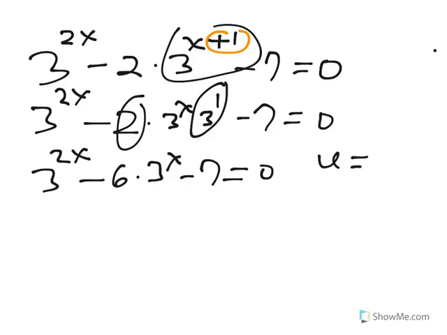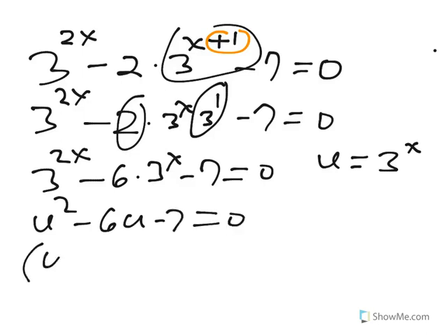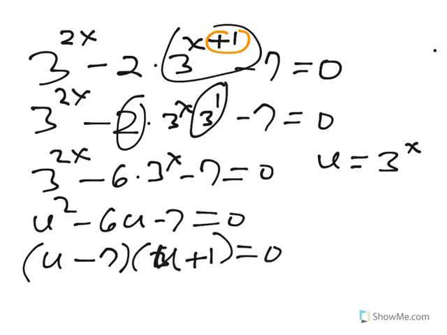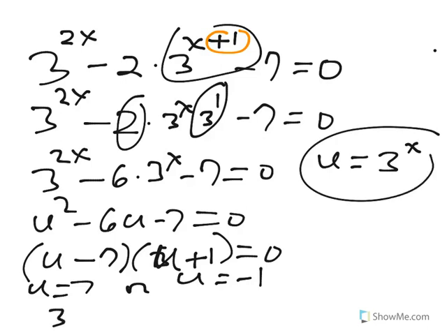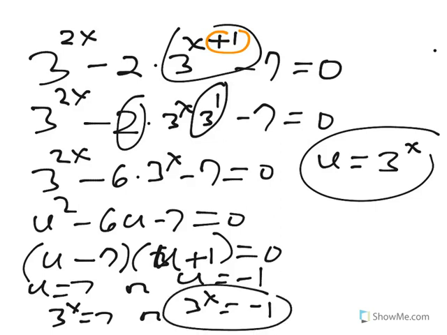If I let u be 3 to the x power, this becomes u squared minus 6u minus 7 equals 0. Sometimes you might have to use the quadratic formula. Not this time. It factors as u minus 7 times u plus 1, and I get u equals 7 or u equals negative 1. Now that u was 3 to the x, so 3 to the x equals 7 or 3 to the x equals minus 1. Now 3 to the x can't equal minus 1 because when you raise 3 to any power, it becomes positive. So all that's left is this one.